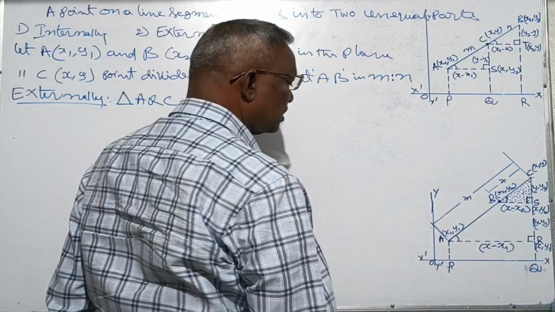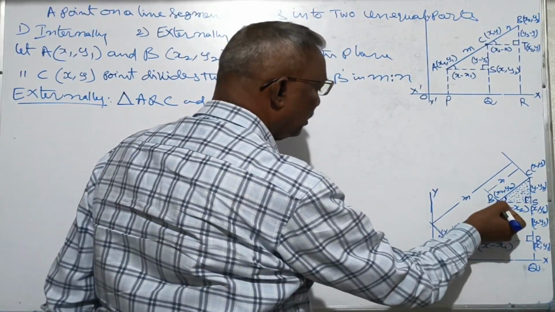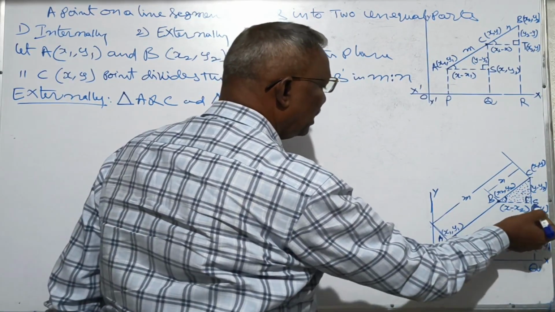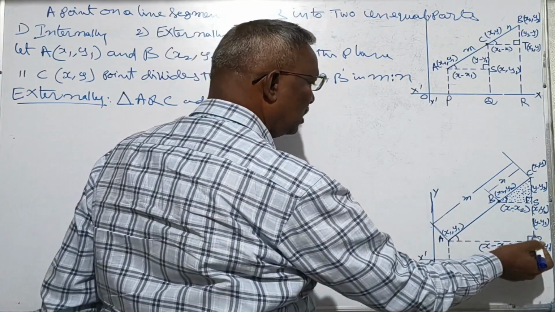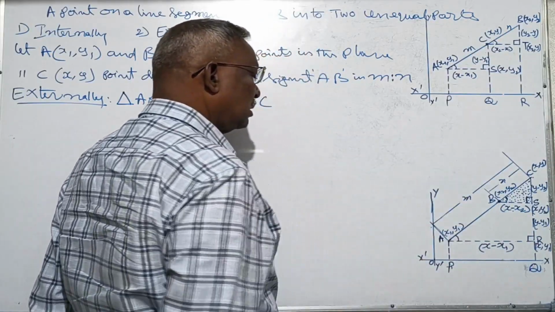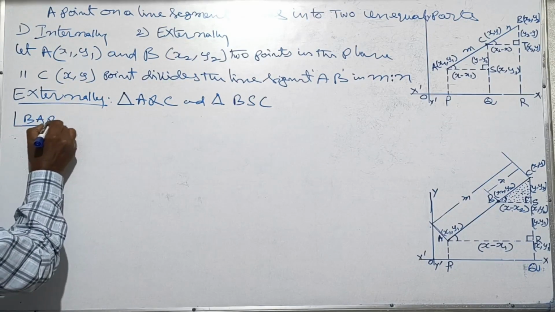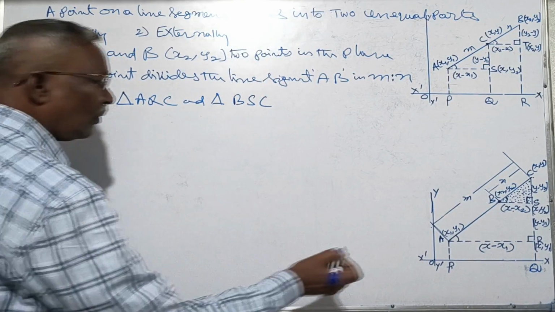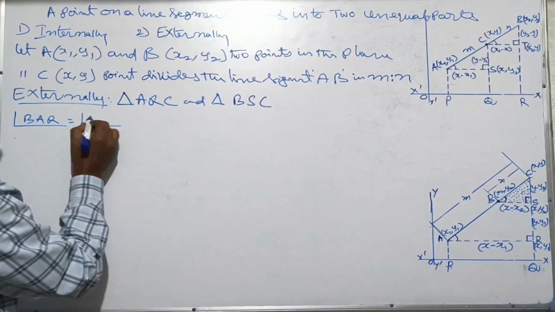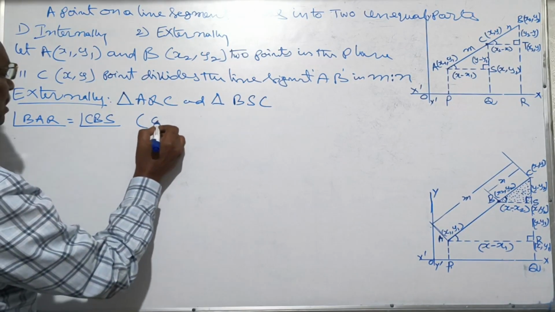In both triangles, angle BAR is equal to angle CBS. Angle BAR is equal to angle CBS, since they are corresponding angles.